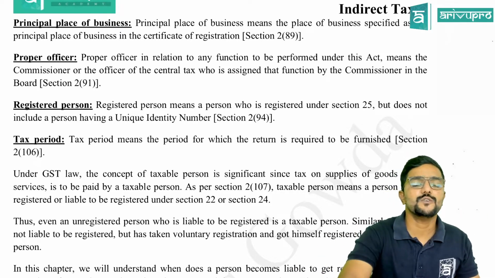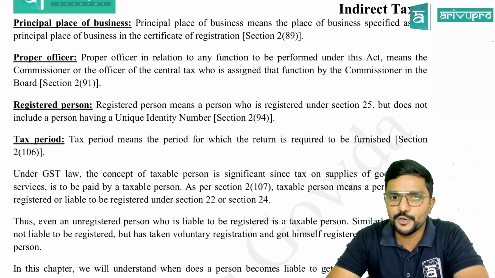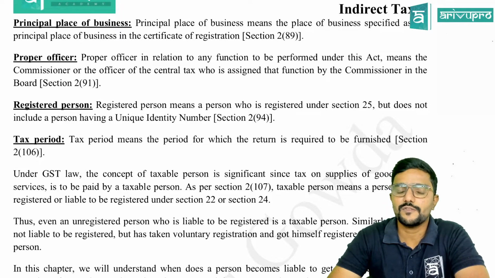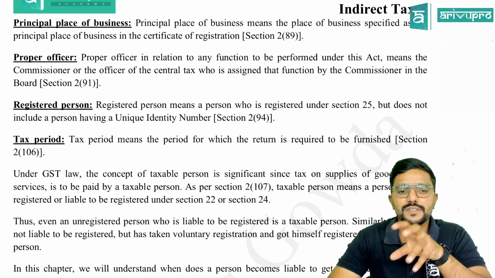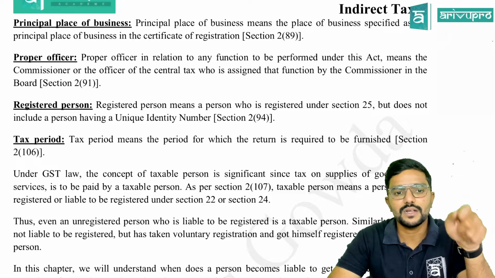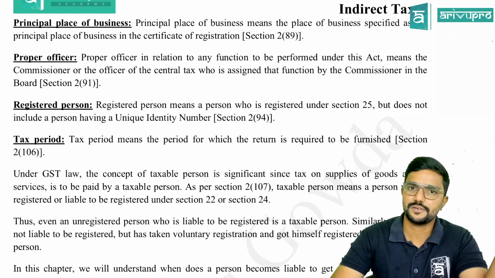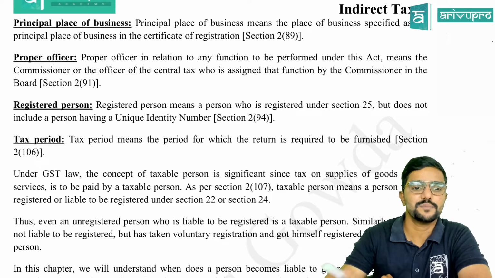Who is he? It is defined in section 2(91). Proper officer in relation to any function to be performed under this Act means the Commissioner or the officer of central tax who is assigned that function by the Commissioner in the Board. So who is proper officer? The Commissioner or the officer of central tax who has been assigned that function by the Commissioner. Clear? Yes, sir.